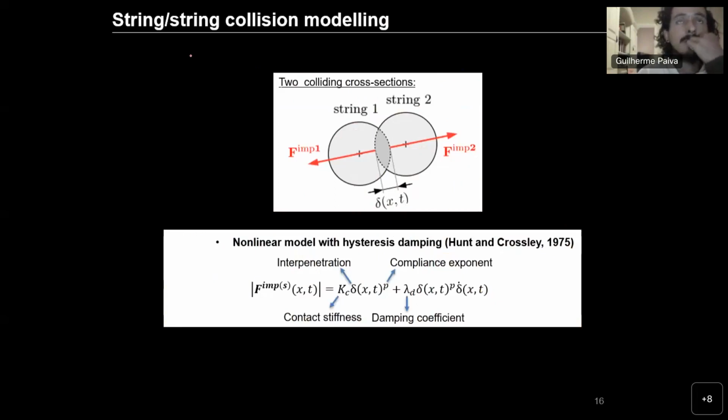formulation here. We first consider the cross sections of two collided strings, okay? So we can define the interpenetration represented by delta here and the impact force at these cross sections. So we used a nonlinear model with hysteresis damping by Hunt and Crossley, which is a model for contact force. And this model takes into account the interpenetration, the contact stiffness, the compliance exponent, and the damping coefficient.